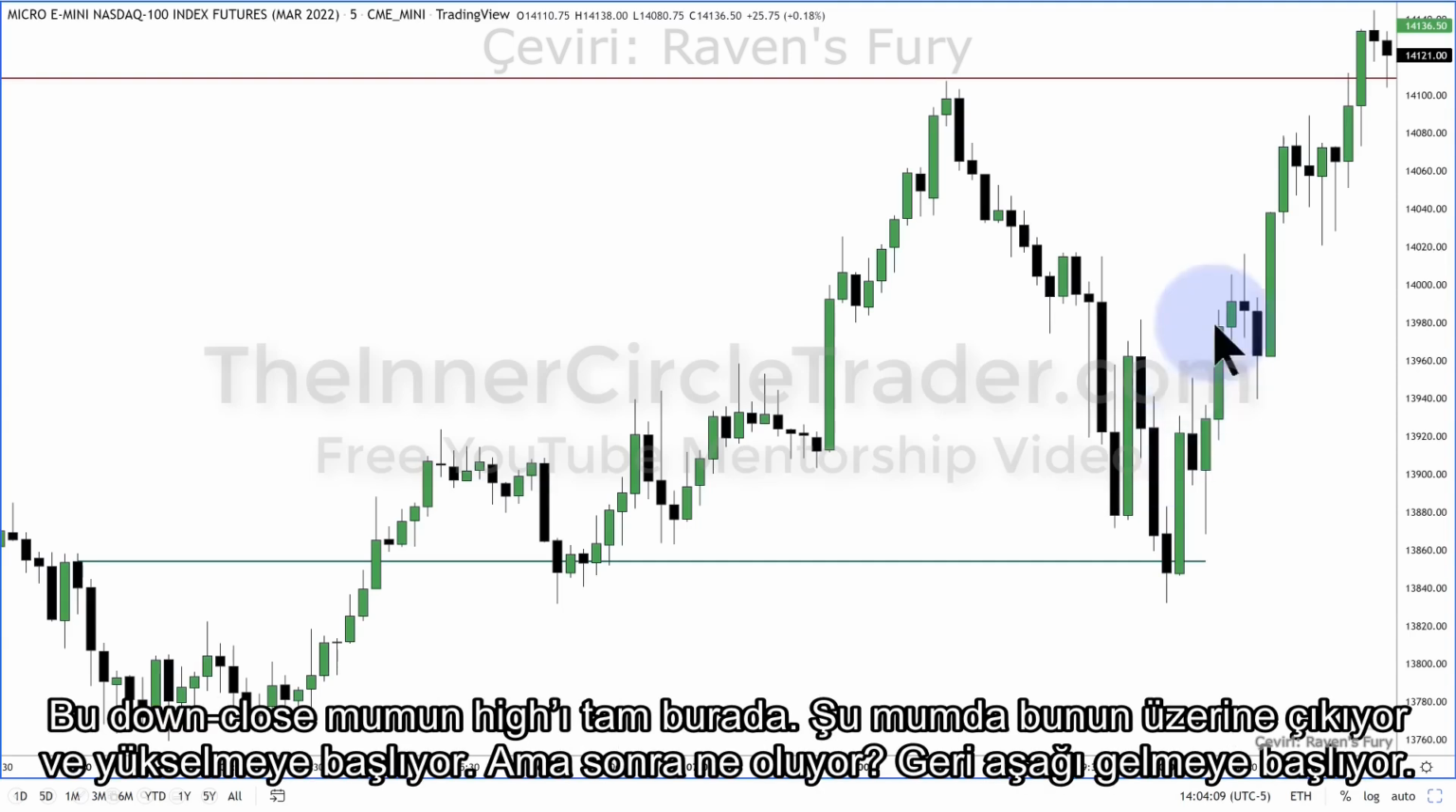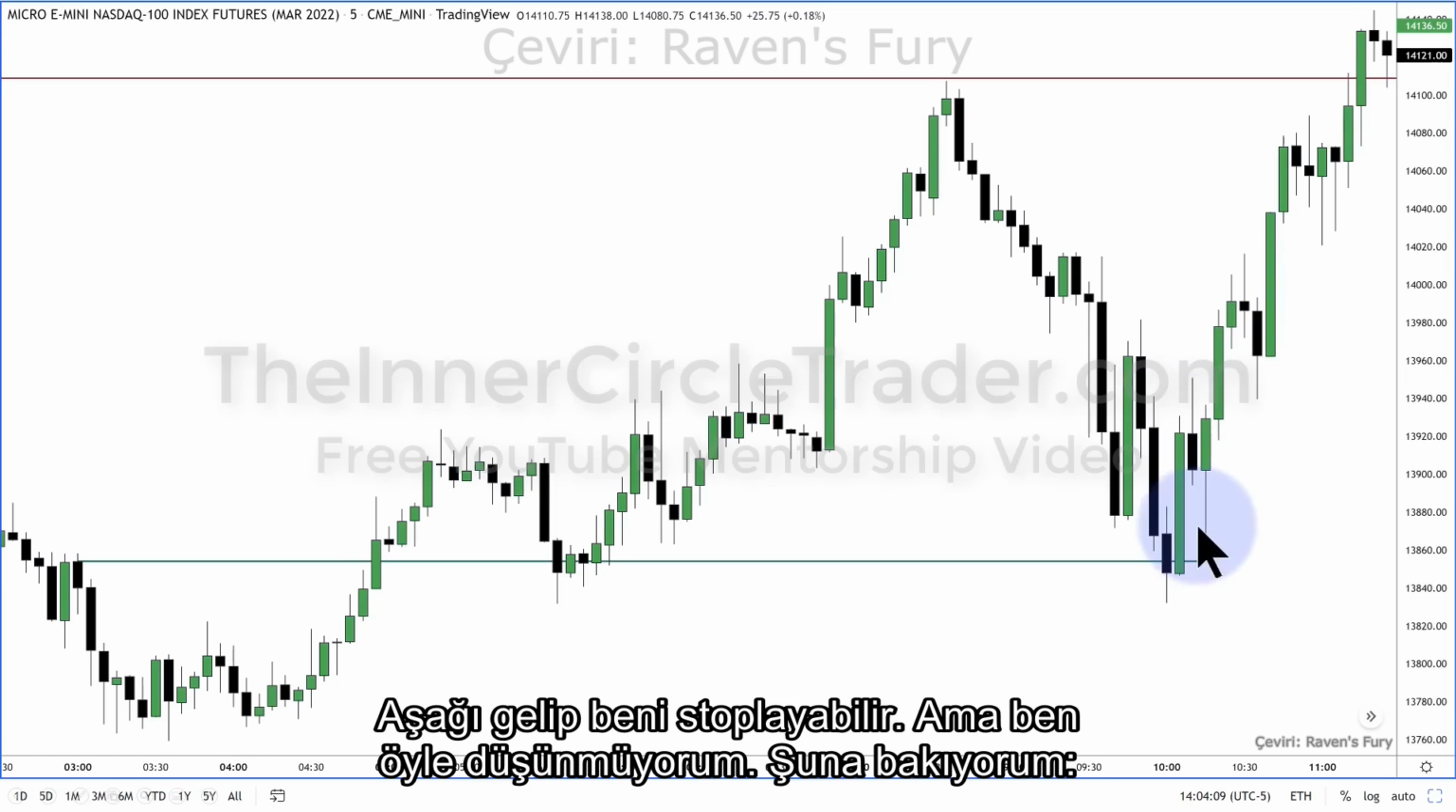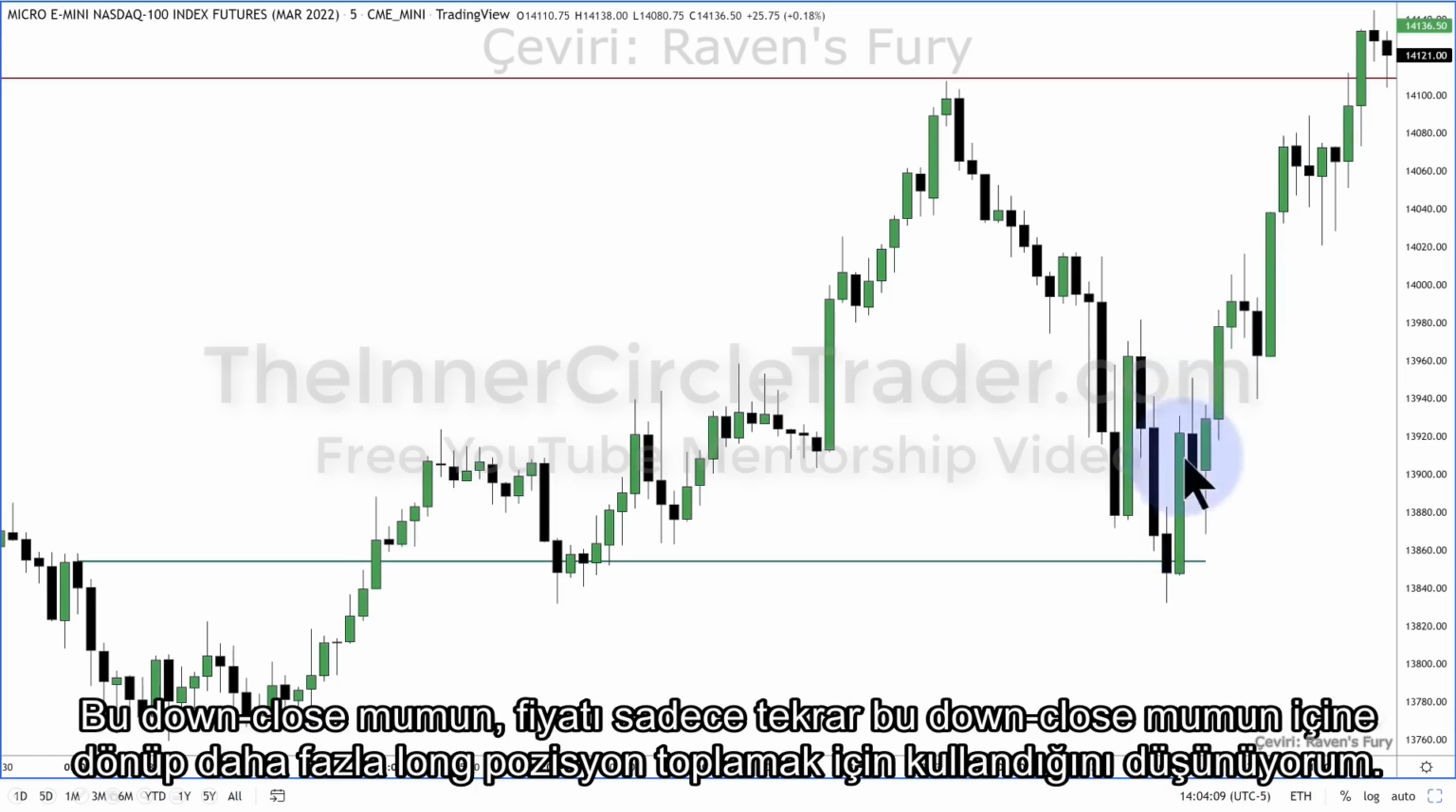Well, it trades above it here. This down closed candle's high right there, it trades above it on this candle right there. It starts going higher. But then look what happens. It starts to go back down. It might go down here and stop me out. I'm not thinking that. I'm looking at this down closed candle thinking it's only going right back down into this down closed candle to accumulate more long positions.